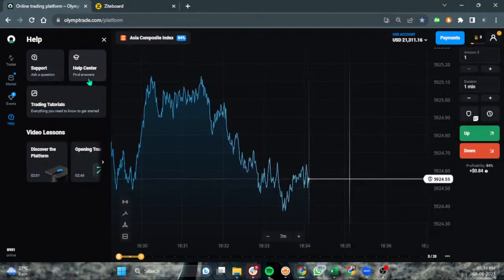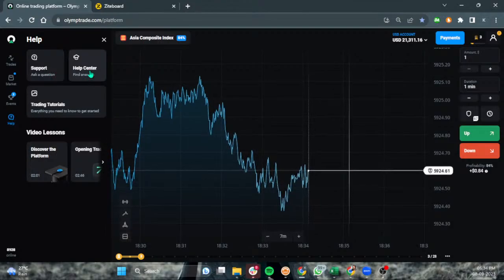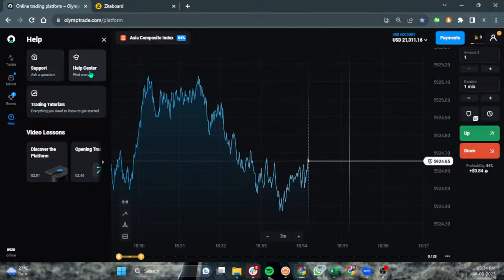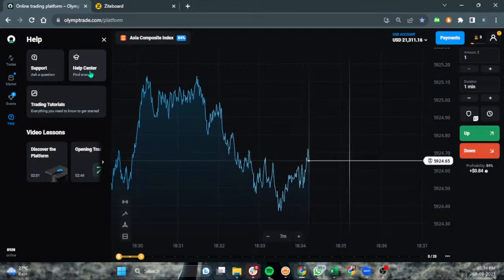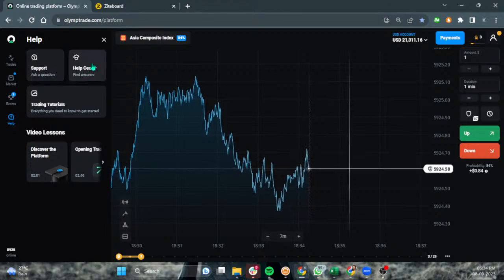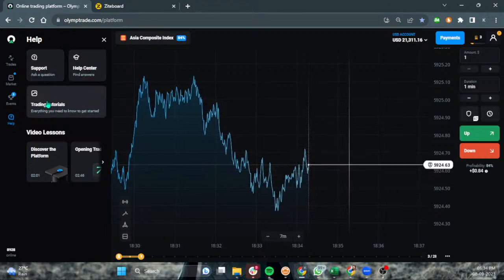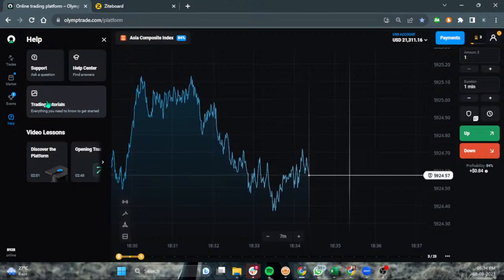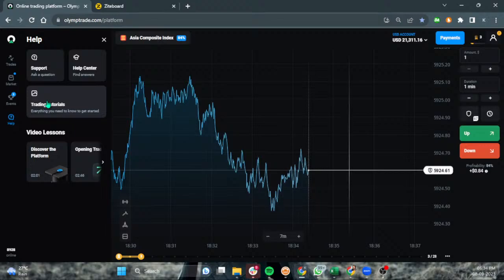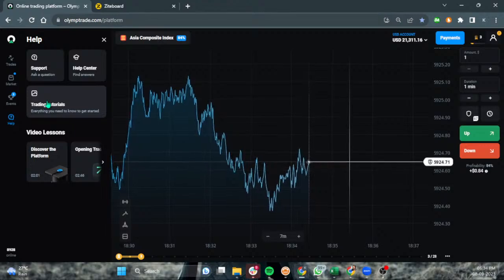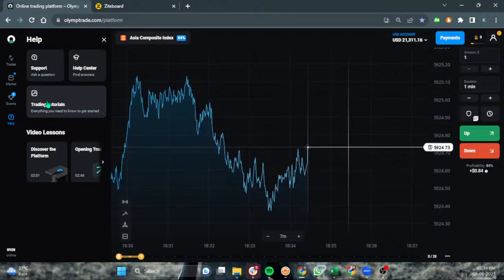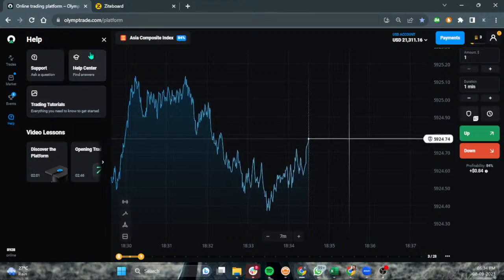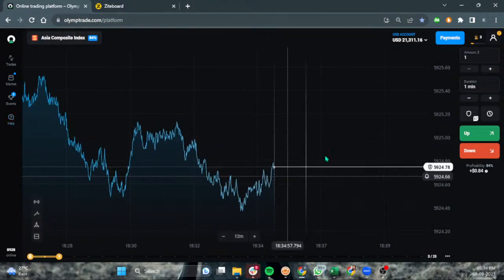The other thing is this help center. Whenever you want additional information regarding trading, what to do and what not to do, you'll find all that information over this place. Then, of course, as you can see from the name, trading tutorials. You can find all the tutorials to help you grasp a better understanding of a particular indicator, oscillator, or strategy. And this was all on the left-hand side.